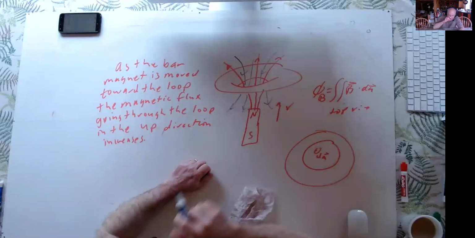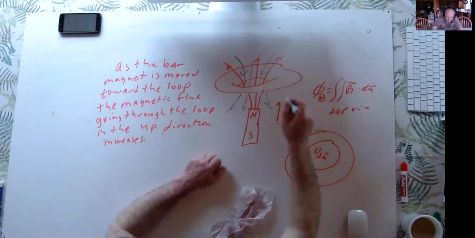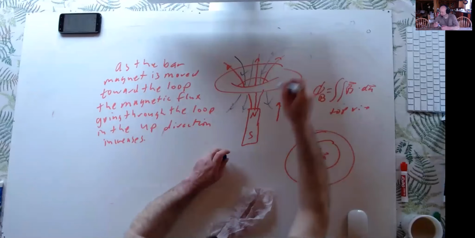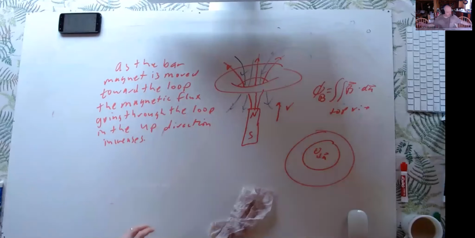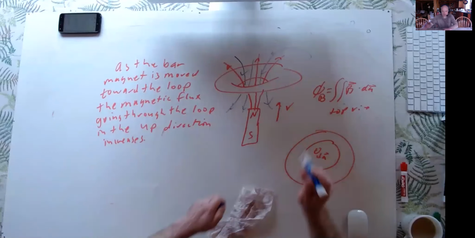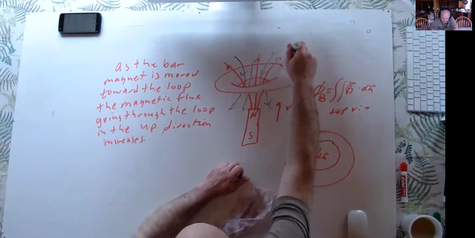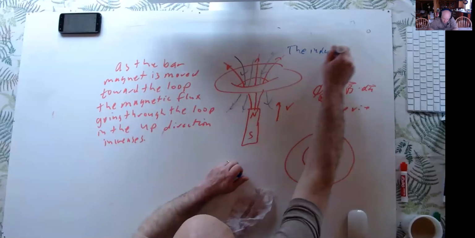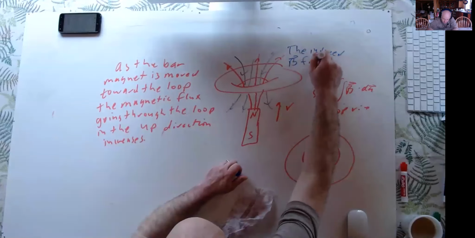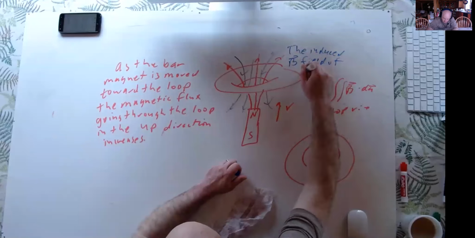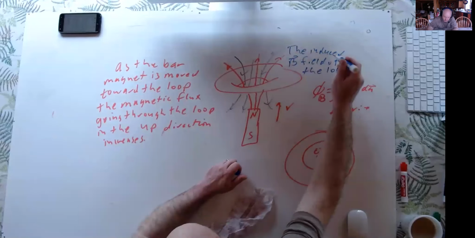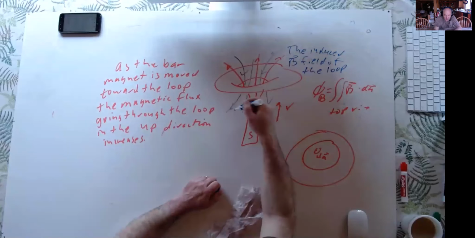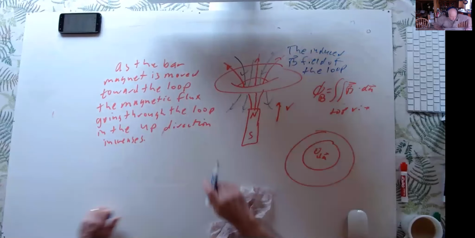Okay, so that blue there, this is the blue here. That marker doesn't really look happy. So this blue here, this is the induced B field of the loop. Okay, so that loop itself is actually creating its own magnetic field in an opposite direction to oppose that change.